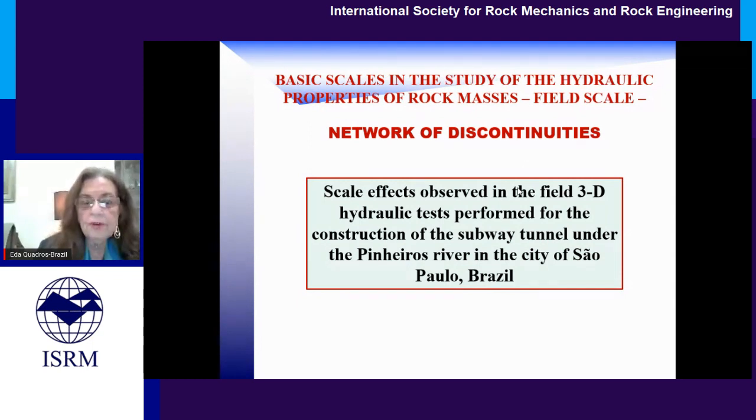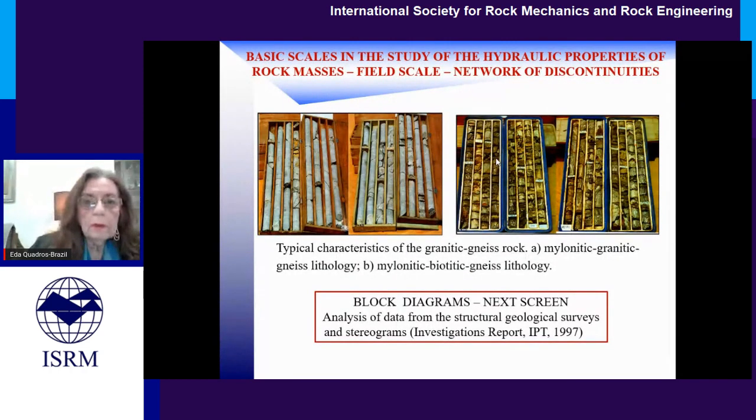resulting from the field three-dimensional tests performed in the tunnel and the Pinheiros River in the São Paulo city. These two figures show the typical characteristics of the granitic gneissic rock in the region of the tests. On the left side, we see the Mylonitic granitic gneiss lithology, and on the right side, we see the Mylonitic biotitic gneiss lithology. It is easy to observe that the character of the rock was very different in the region where the tests were performed.